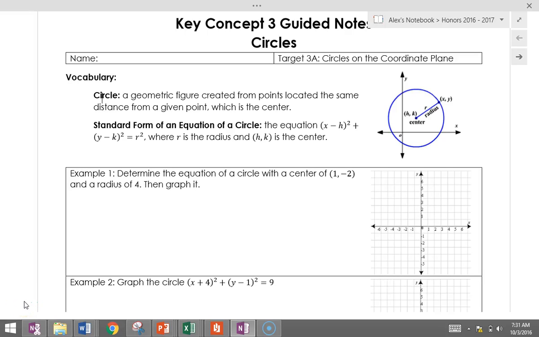Alright guys, welcome to Key Concept 3. We'll be starting our unit on circles, right? So this whole unit is all about circles. So first, our first vocabulary word is: what is a circle?